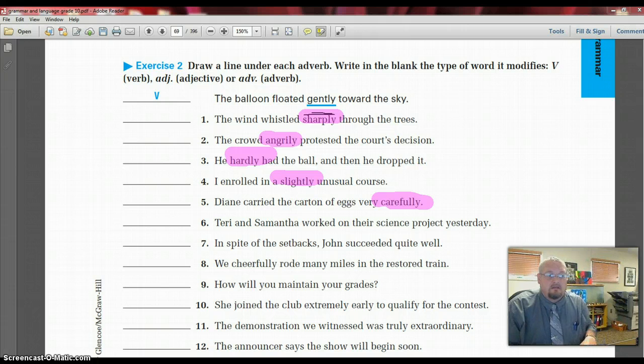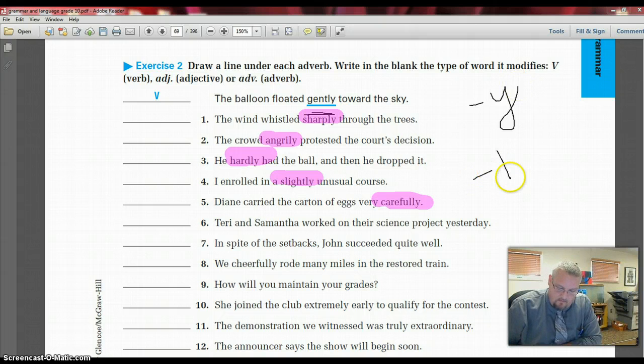Carefully is the adverb. Now I want you to take notice of a couple of things. Adverbs usually end in y or ly. So you can take a word, which is a verb, and if you can add ly, it becomes an adverb.